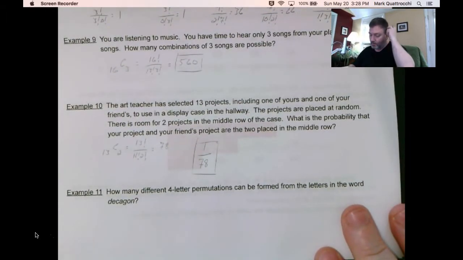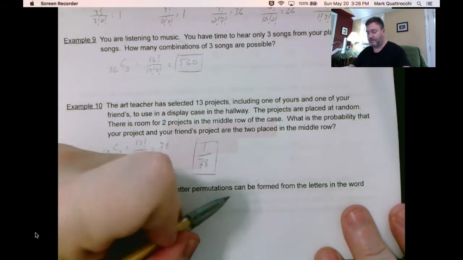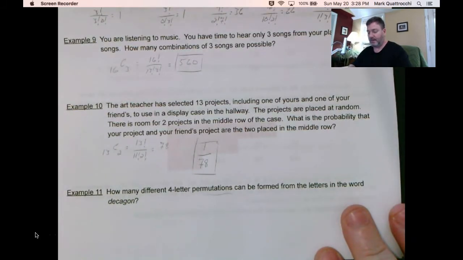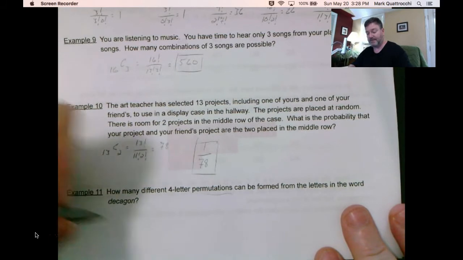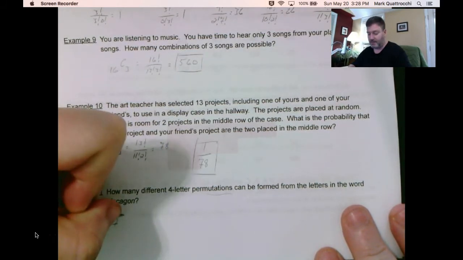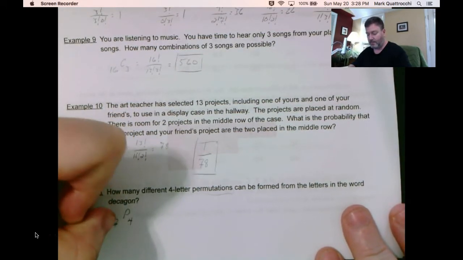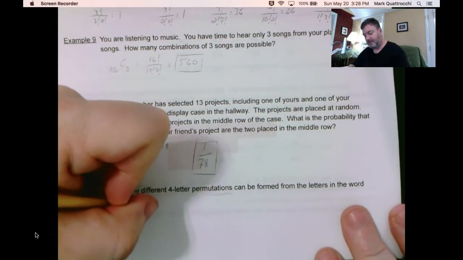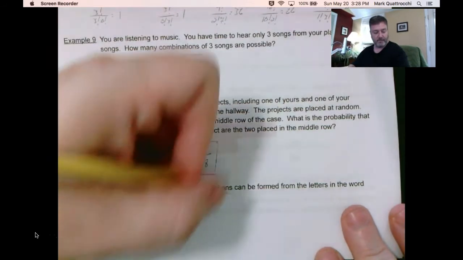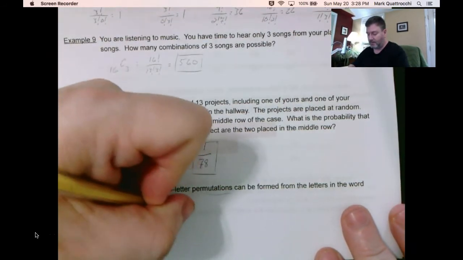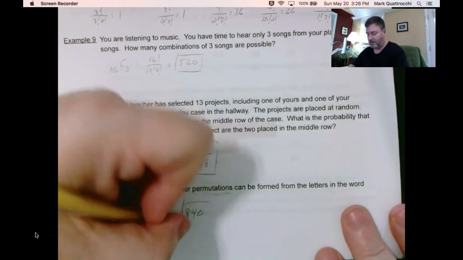How many different 4-letter permutations can be formed from the letters in the word decagon? 1, 2, 3, 4, 5, 6, 7 letters. 7P4 is 7 factorial over 3 factorial, or 840 permutations.